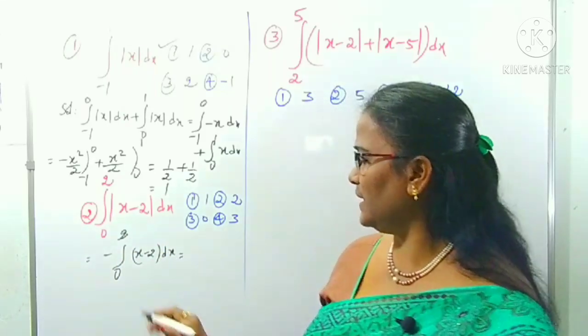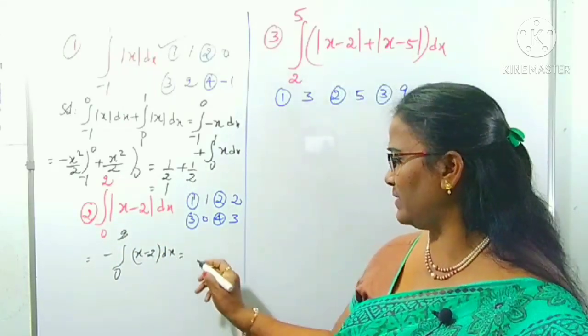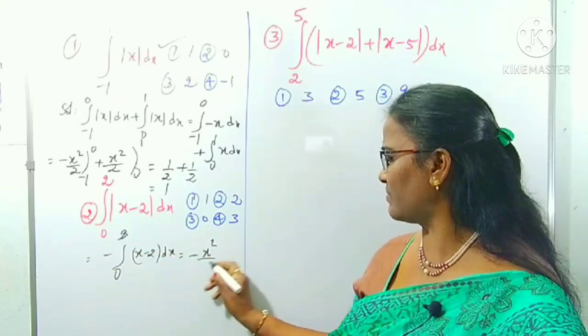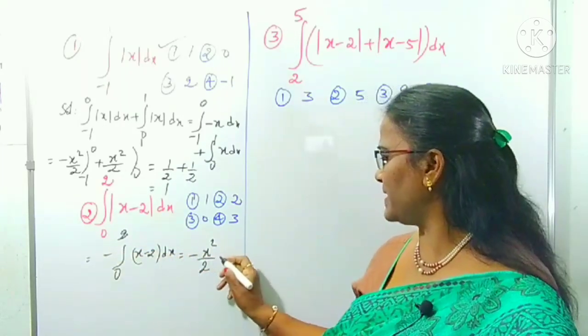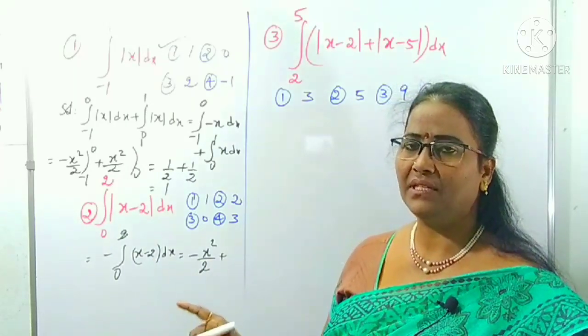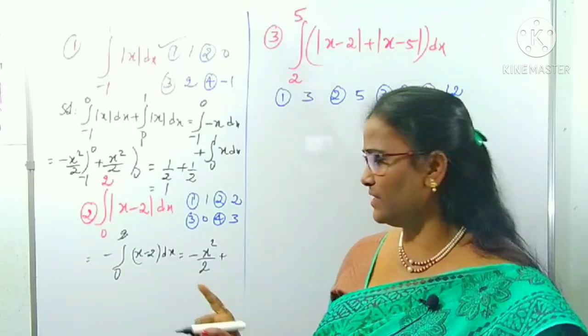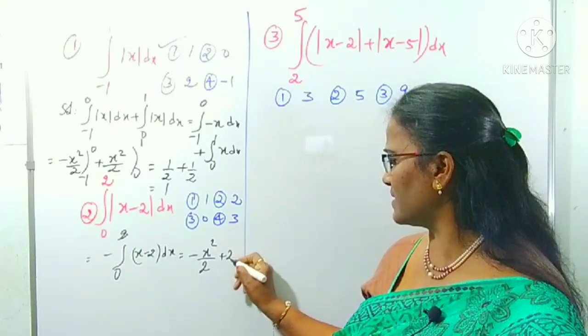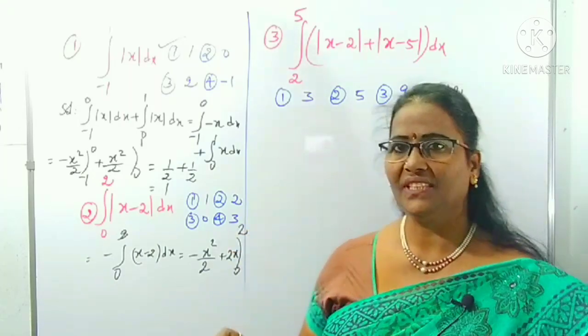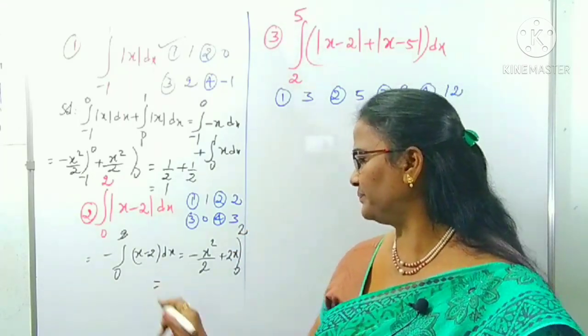You know clearly that the integral of x is x square by 2, with the minus outside: minus into x square by 2 minus 2x, because the integral of a constant is what? The integral of 1 is x, therefore 2 into x is 2x. What are the limits? 0 to 2. Clear? Now apply the limits.